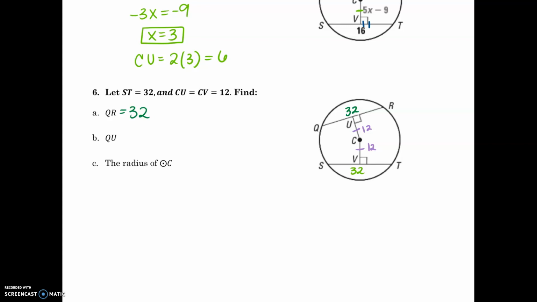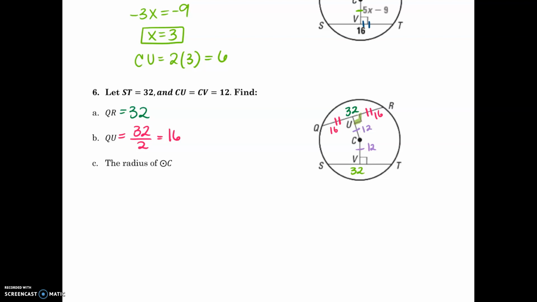Because the segment CU is perpendicular to the chord, we can say that it bisects the chord, cutting it in half, which means segment QU and segment UR are congruent segments. So to find the measure of each, we can take 32 and divide by 2. So we get 16, so QU and UR are both 16 units.